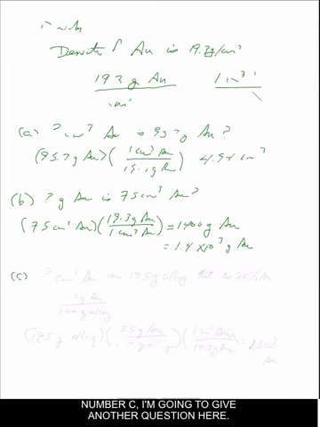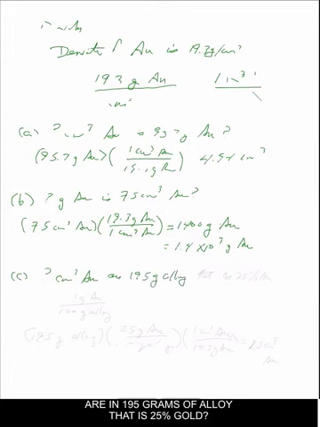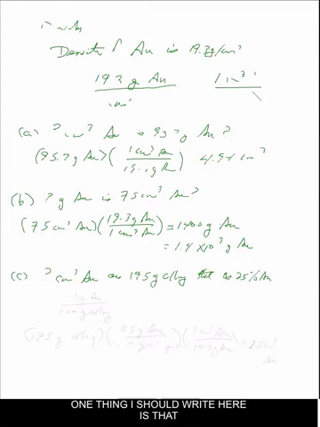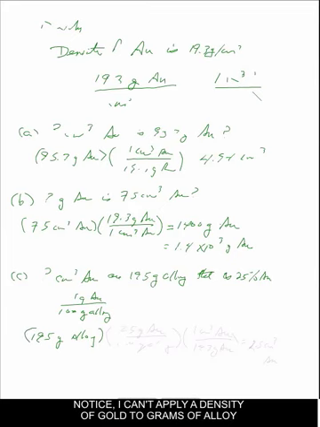Number C, I'm going to give another question here that involves 2 conversion ratios and ask, for example, how many cubic centimeters of gold are in 195 grams of alloy that is 25% gold. Again, as I've been stressing, one thing I should write here is that the percent means I have 25 grams of gold for every 100 grams of alloy. That's what percentage means. I'm going to use 2 conversion factors here. I've been given 195 grams of alloy. Notice I can't apply a density of gold to grams of alloy because alloy doesn't cancel gold.